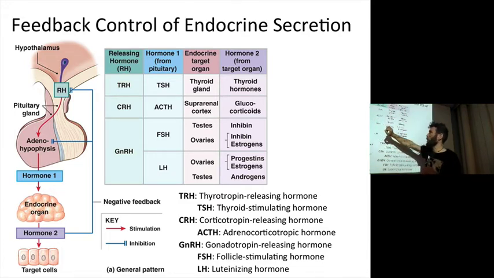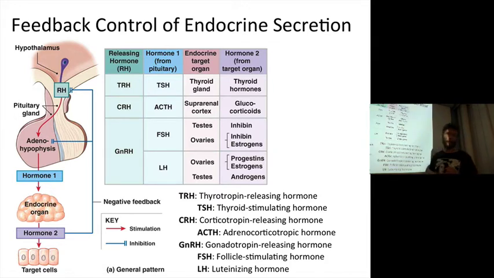Corticotropin releasing hormone is produced in the hypothalamus. It's going to enter the hypophyseal portal system and then affect the cells in the adenohypophysis to release adrenocorticotropin hormone. And that is going to affect the suprarenal cortex. The cortex, not the medulla. The medulla is being directly stimulated by sympathetic nerve fibers from the hypothalamus, as I said in the previous slide.